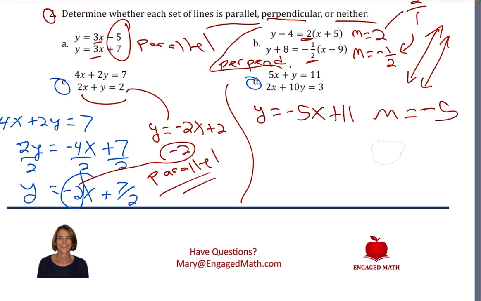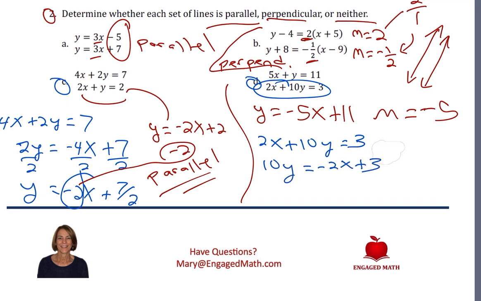Okay, let's look at the second line. I'm going to change the color for the second line. So that's this one. And I'm going to start with 2x plus 10y equals 3. I'm going to move the 2x to the right-hand side. So 10y equals negative 2x plus 3. Divide everything by 10. And our new equation is y equals negative 2 over 10, which reduces to negative 1/5, so negative 1/5 x plus 3/10.